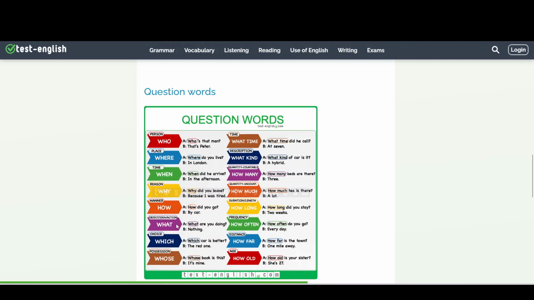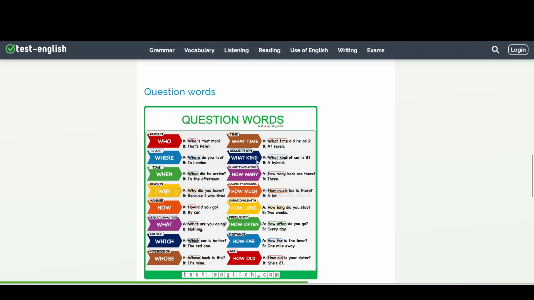For an object, an idea, or an action, we use what. What are you doing? Nothing. For a choice, we use which. Which car is better, the red one or the blue one? The red one. For possession, we use whose. Whose book is this? It's mine.